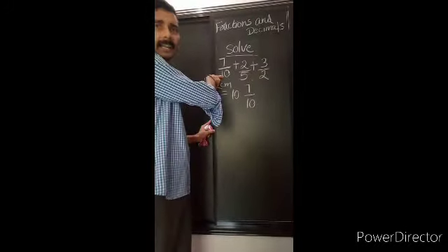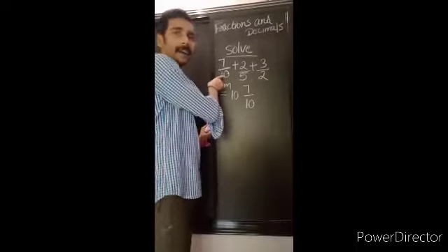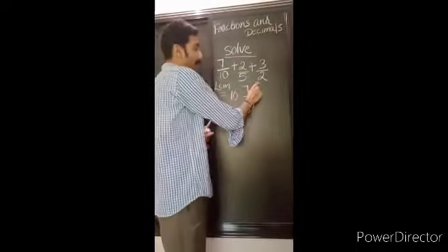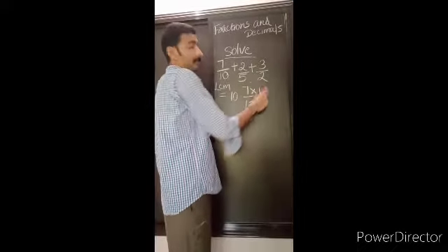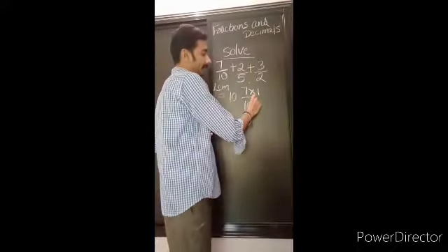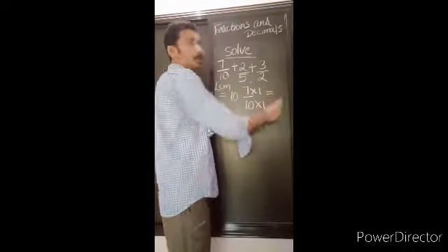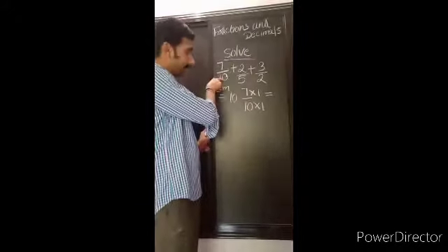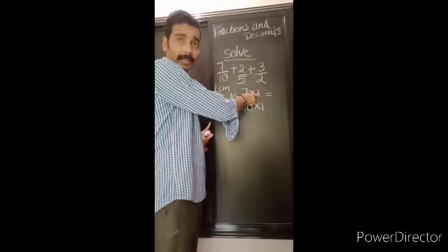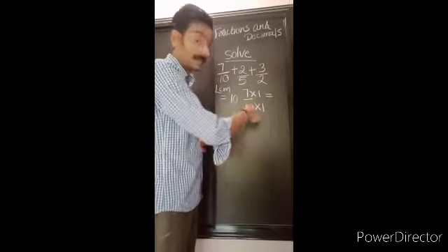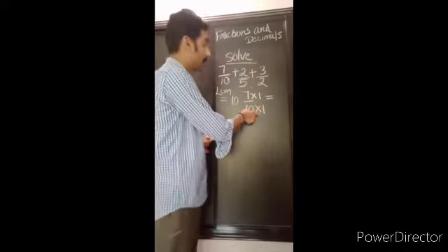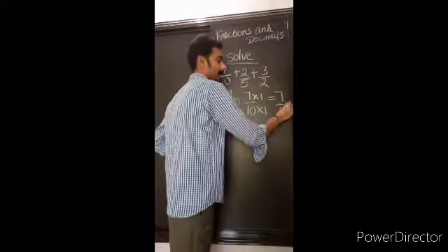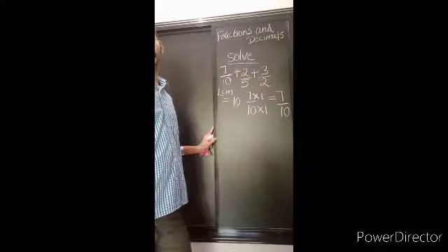10 divided by 10, that is 1. 1 multiplied by numerator and denominator. 10 divided by 10 is 1. 1 multiplied by numerator and denominator. That means 7 into 1, 7 by 10.